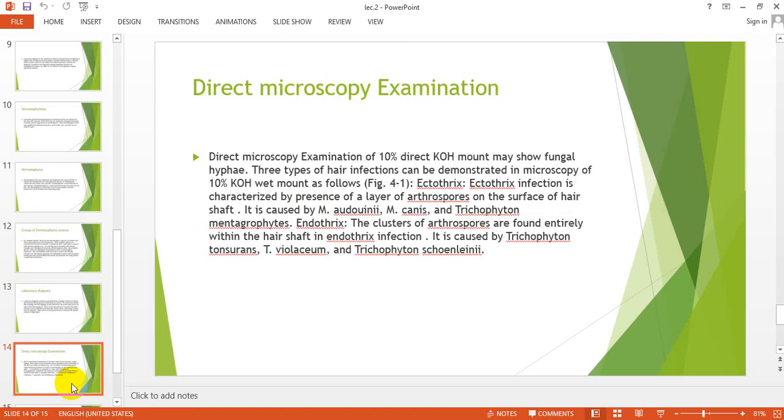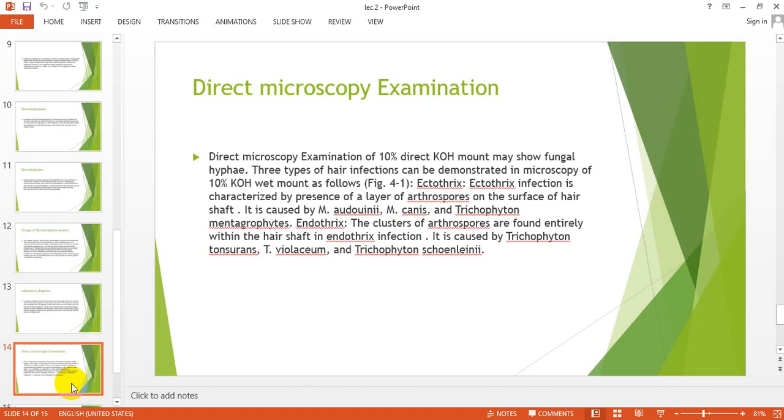Three types of hair infections can be demonstrated by microscopy. For the hair, we put 10% KOH, but when we diagnose nails, we put 40% KOH. Ectothrix, endothrix, and mesothrix. The first one, ectothrix infection, is characterized by the presence of a layer of arthrospores on the surface of the hair shaft. It is caused by Microsporum audouinii, Microsporum canis, and Trichophyton mentagrophytes.